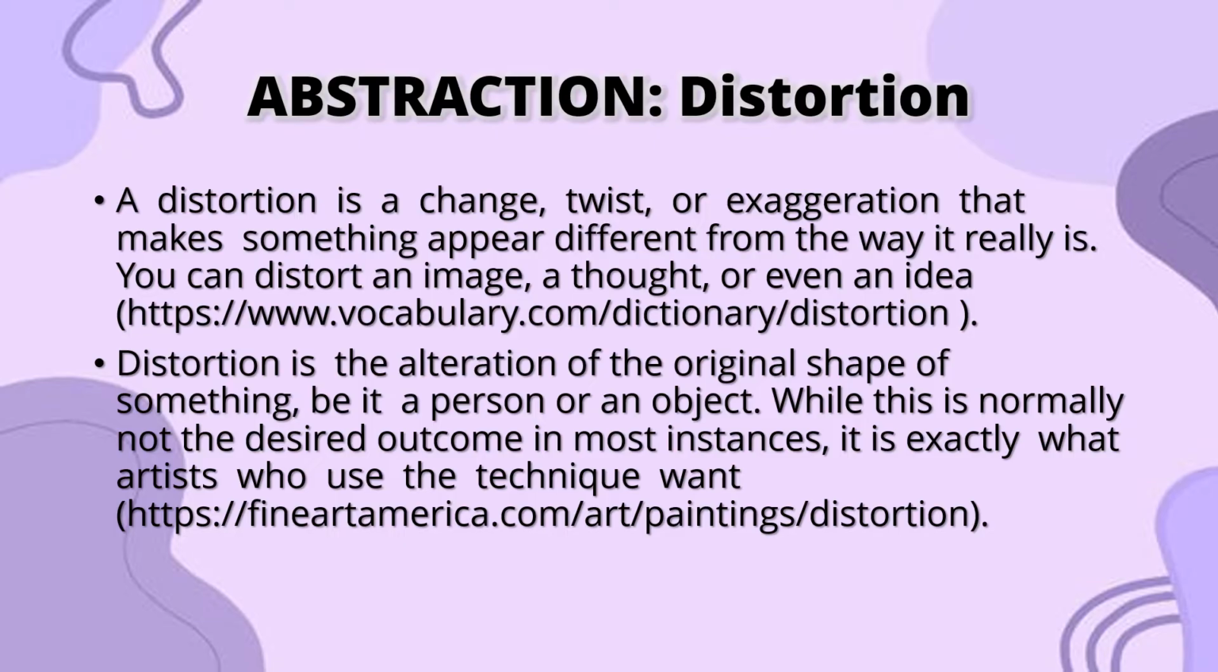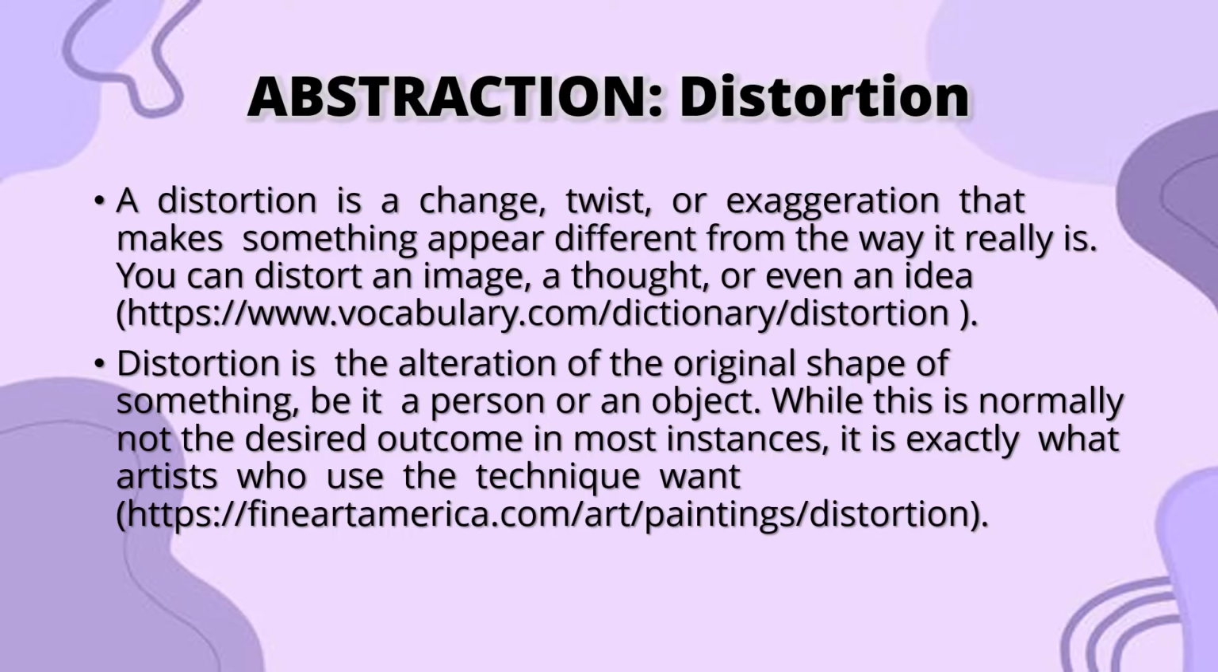Okay, let's move on to the, sabi nga dito, abstraction has been presented in different manners, such as distortion. Okay, so distortion is a change, twist, or exaggeration that makes something appear different from the way it really is. So you can distort an image, a thought, or even an idea. So distortion is the alteration of the original shape of something, be it in person or an object.